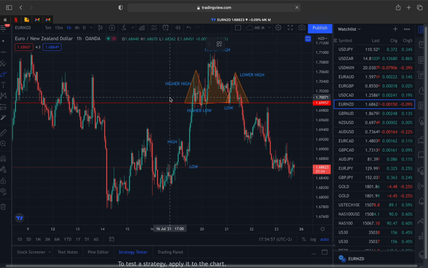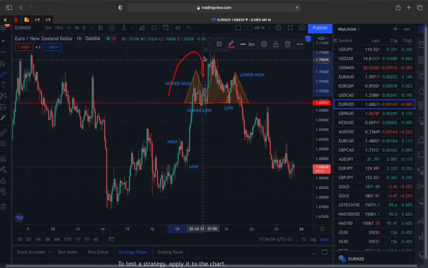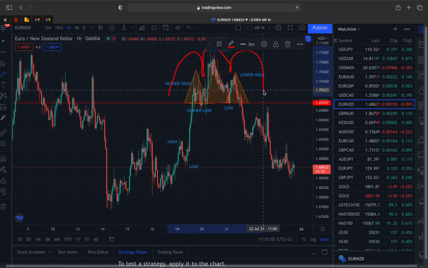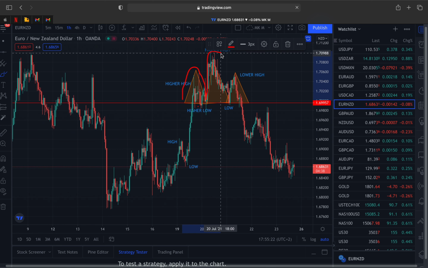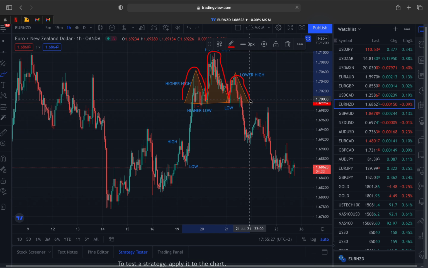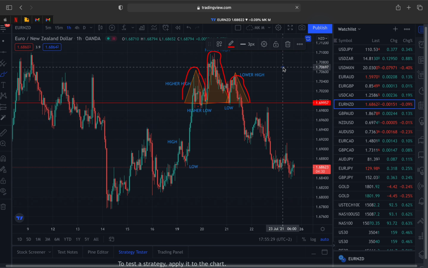So I just want to draw this just to show you. Okay, I drew it in a messed up way. Let me just draw it again now. Here we go. Left shoulder. Bad drawing. Left shoulder, you have your head, and then you have your right shoulder. So that's how you draw your head and shoulder.